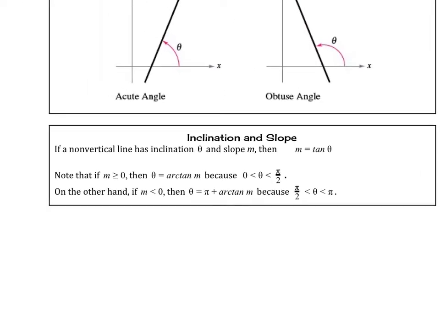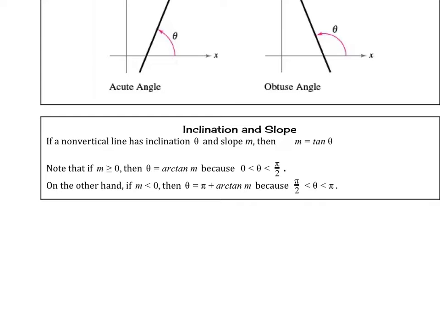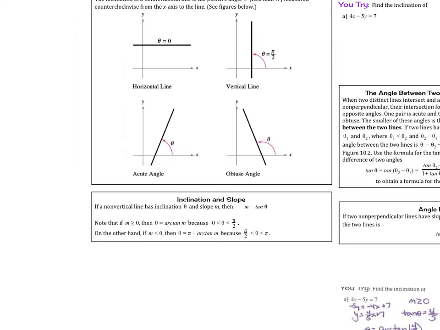So the inclination and slope. If a non-vertical line has inclination theta and slope m, then m equals tangent of theta. Note that if the slope is positive, greater than or equal to 0, then theta equals just arctangent of m, because theta is between 0 and pi over 2. On the other hand, if the slope is less than 0, a negative slope, then theta equals pi plus arctangent of m, because theta is between pi over 2 and pi.